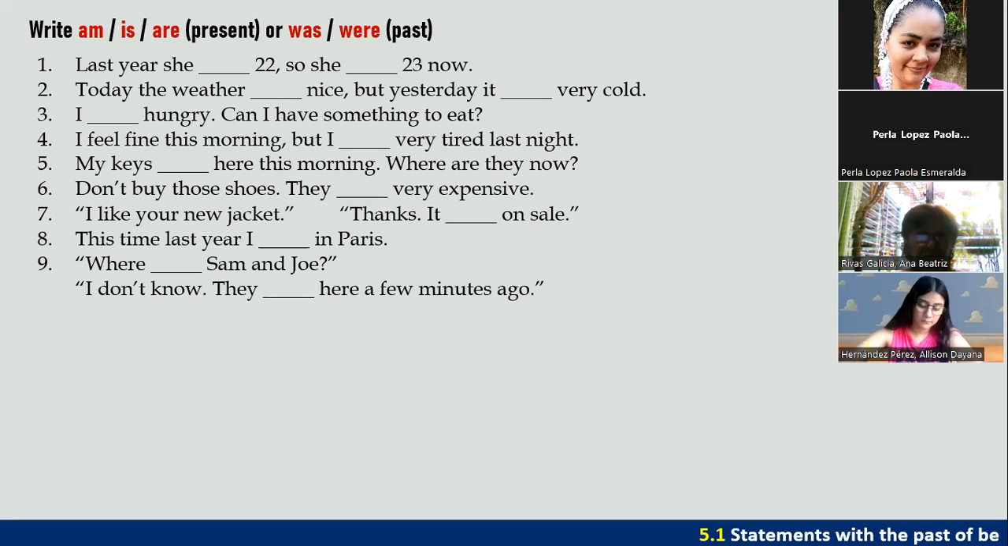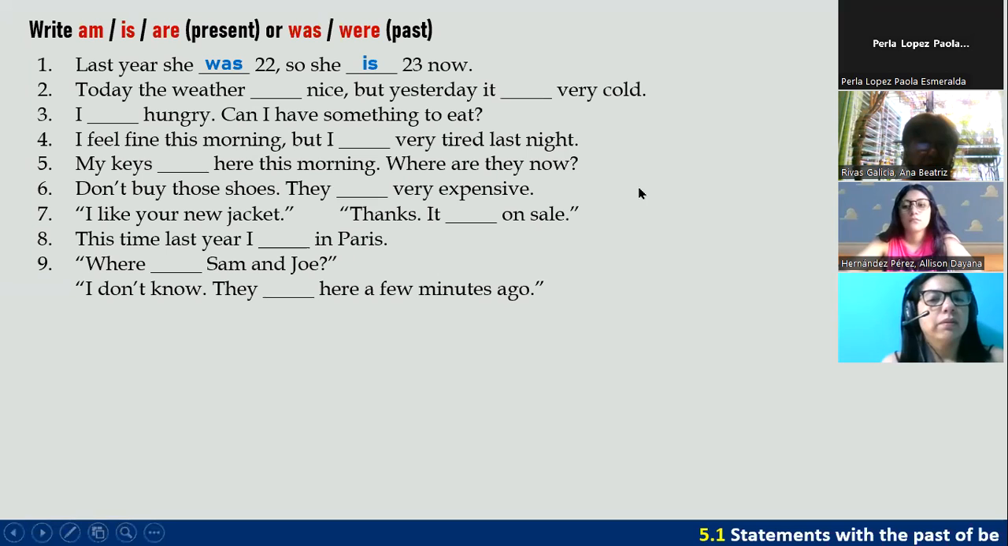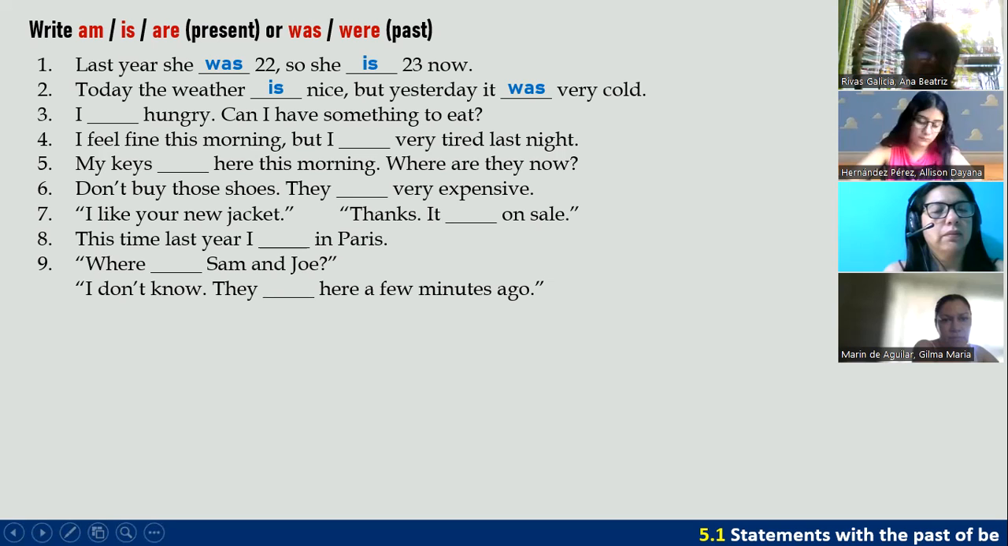Sarbia, perdón. Okay. Last year she was 22. Mm-hmm. So she is 23 now. Very good. Thank you very much. Paola. Today the weather is nice, but yesterday it was very cold. Very good. Thank you, Paola. Ana Beatriz. I am hungry. Can I have something to eat? Thank you very much. Alison, please, number four.